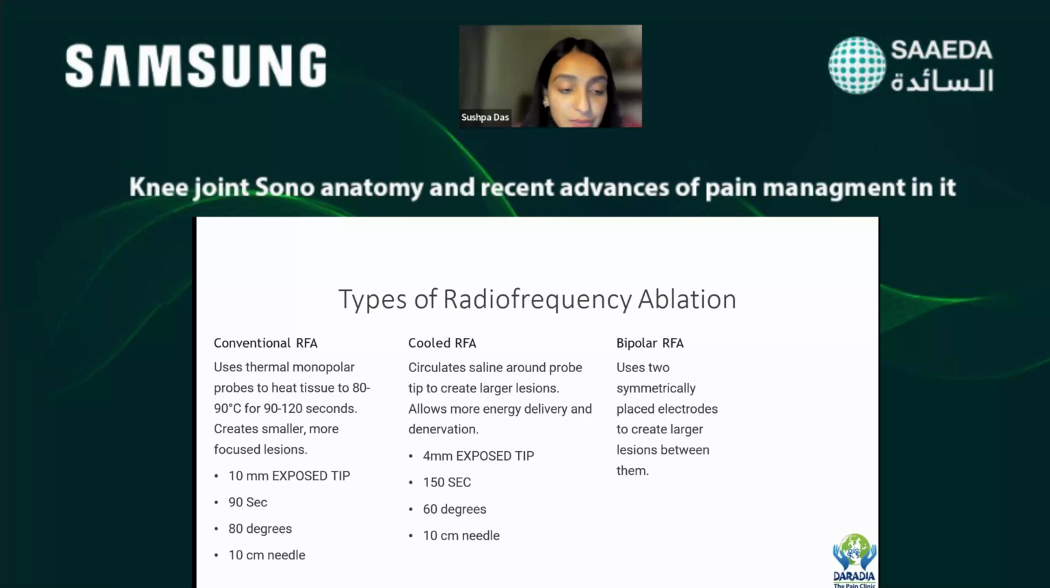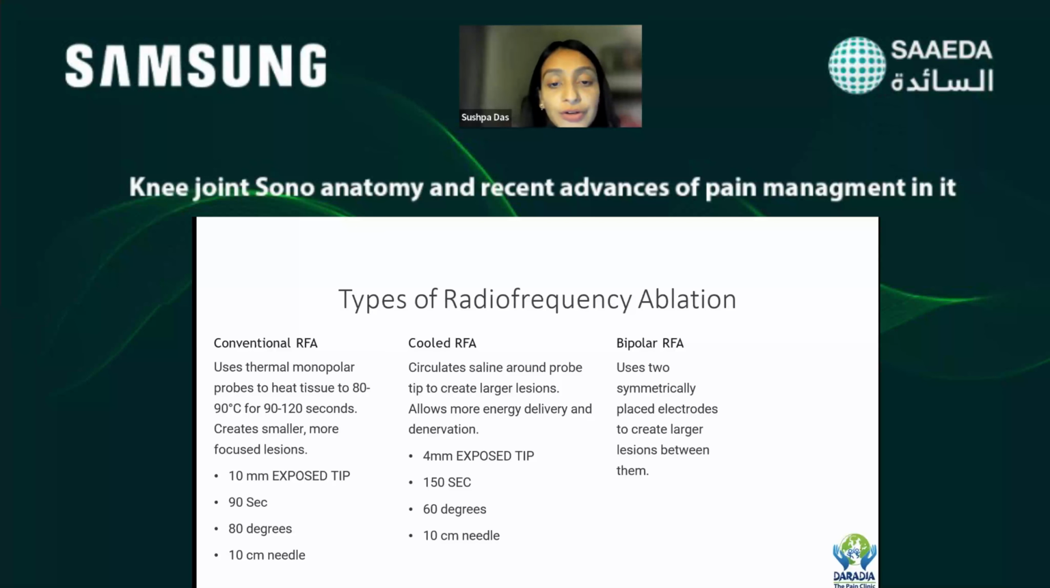And what we do is we give this radio frequency, this cycle of 90 seconds, and we repeat it once more. So we give 2 cycles of 90 seconds each, using a 10 centimeter length needle, 10 millimeter exposed tip, and 22 gauge.